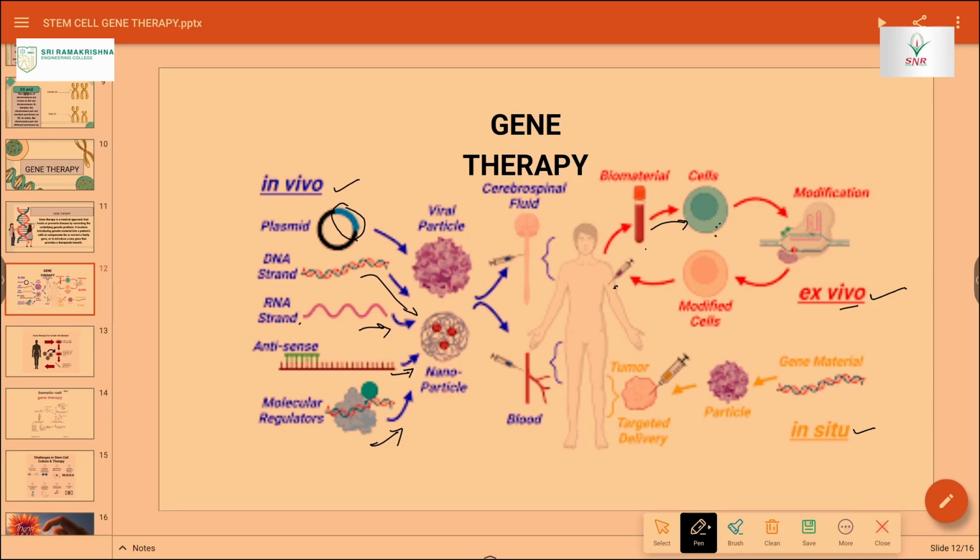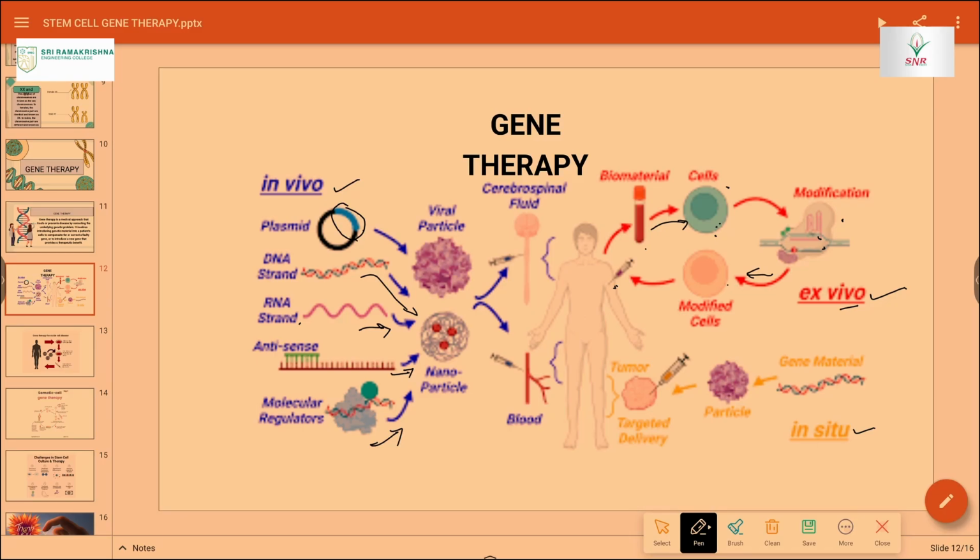This plasmid is actually having the gene of interest, and that will integrate with the DNA inside the cell. After modifying this cell DNA, this can be put back into the cells. We have already isolated the cells, and from that we have taken the DNA, manipulated it, and reintroduced it into the cell. Now this cell is nothing but a modified cell, so it can be introduced back to the patient. Here the manipulation takes place outside the body, which is why it is called ex vivo.